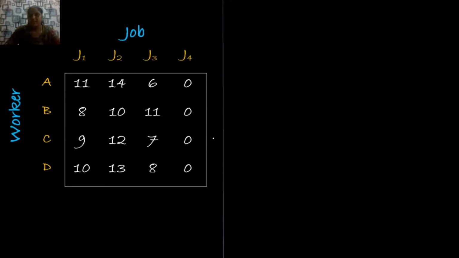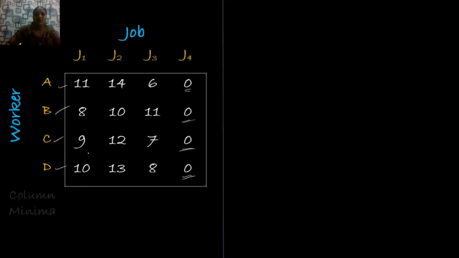As a first step of Hungarian method, what we are going to do now is check whether each row and each column has at least one 0 element. Here look at the first row, it has a 0 element. Second row also has a 0 element, and the third row also has a 0 element, and the last row also has a 0 element. Now let me check it column wise too. Look at the first column, it doesn't have any 0 element.